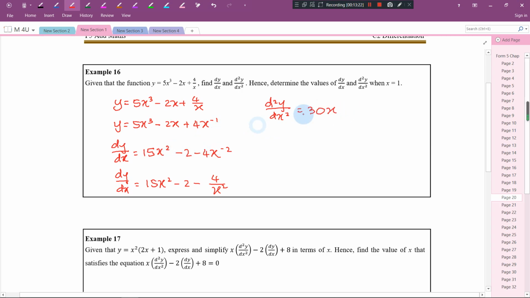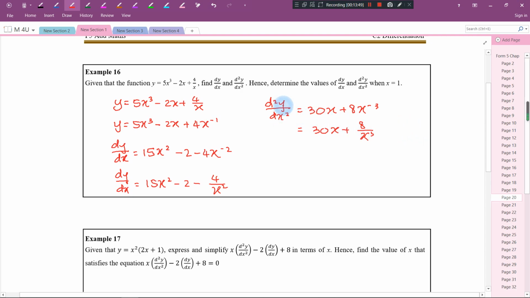2 minus 1 is equal to 1. We don't have to write 1. If you differentiate a constant, you get 0. If you differentiate this one, negative 2 times negative 4, you will get positive 8. Copy x. Negative 2 minus 1, you will get negative 3. The dx plus 8 over x power 3.